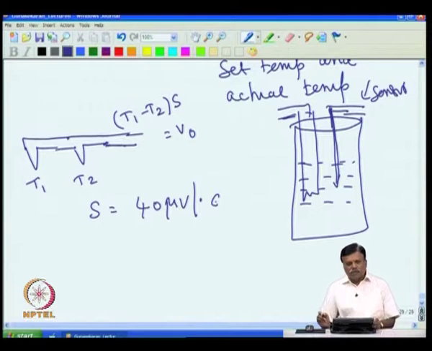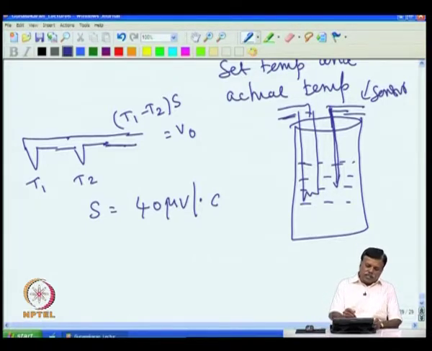Some of them have 10 microvolt, some have 59 microvolt, but we take an average value, which is around 40 microvolt per degree C. Most thermocouples give 40 microvolt. For example, a chromel-alumel thermocouple gives you 40 microvolt, because a thermocouple basically means two different metals form a junction, and the difference between the two junctions gives you the output voltage.